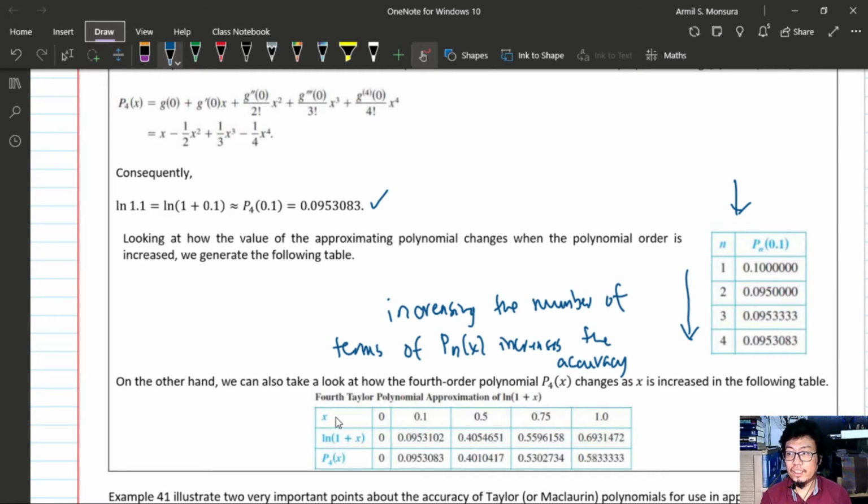The center of our approximation is at 0. As you go further from 0, your approximation becomes worse and worse. So this is the value of your ln of 1 plus x, as you increase your x from 0 to 0.1 to 1.5, and so on, and compare it with how your approximating polynomial performs.